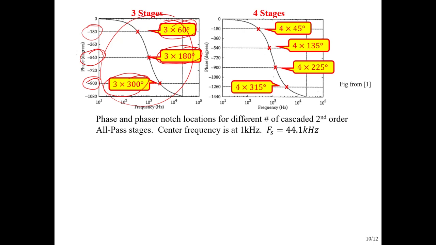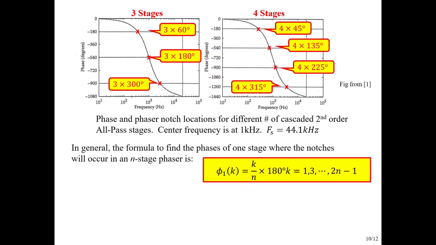And then we go to 4 stages. So again, now we get a 4 here because of the number of stages. And we ask ourselves, 4 times what gives us 180? And 4 times what gives us minus 540? So these are the integer multiples of 180, odd integer multiples of 180 that we need to make the notches. And so here's a simple formula for that.